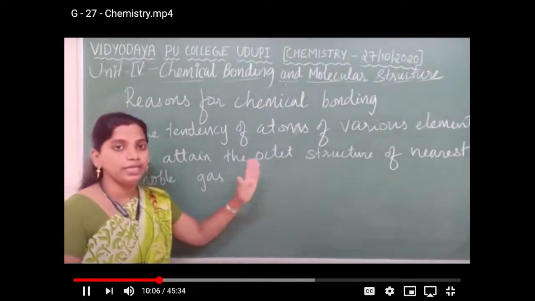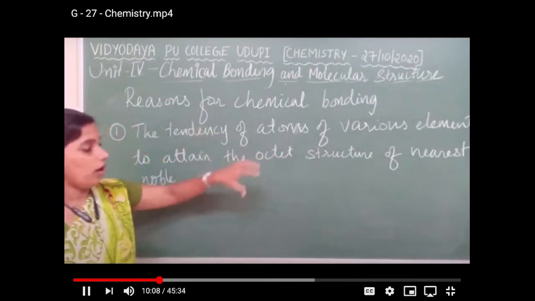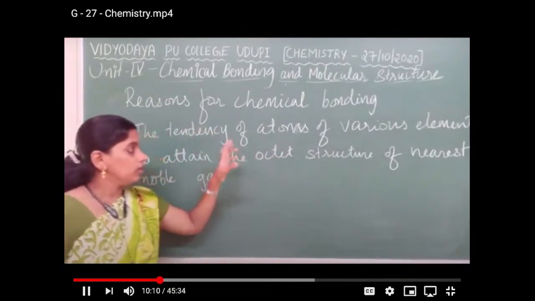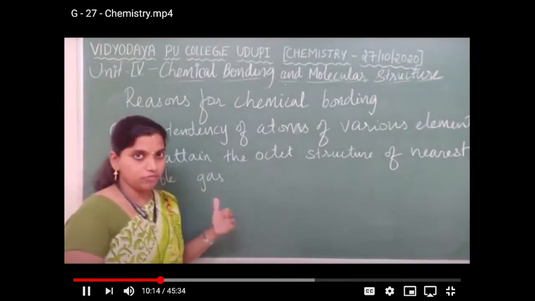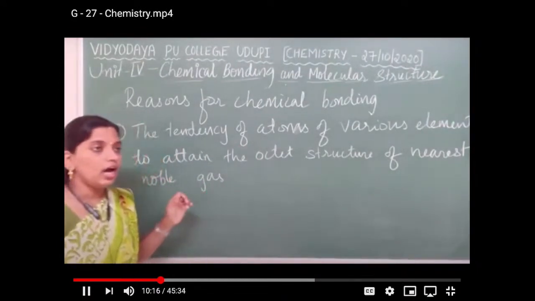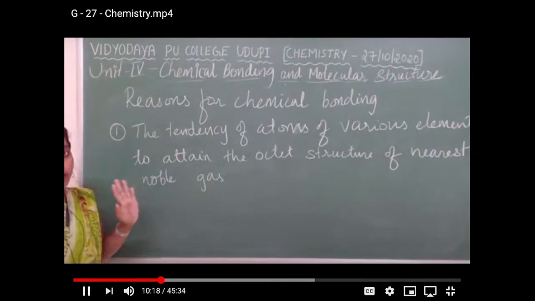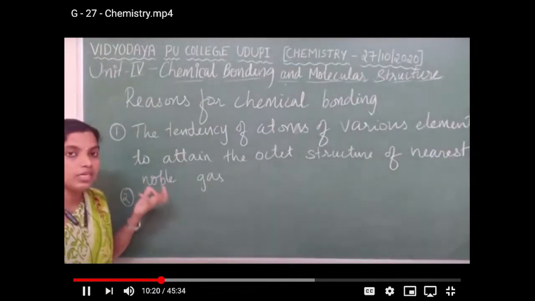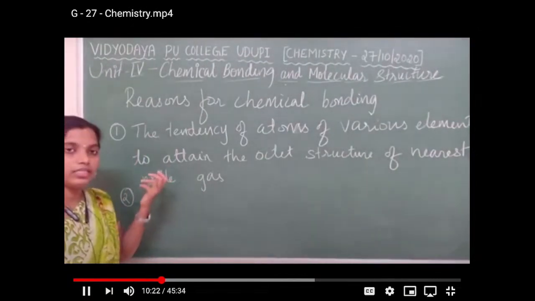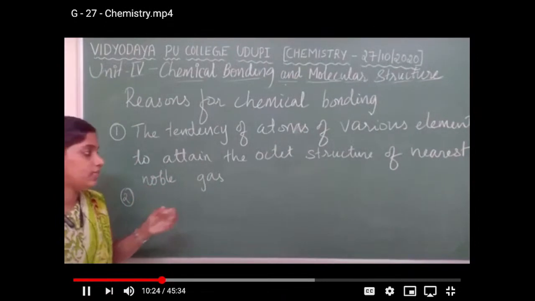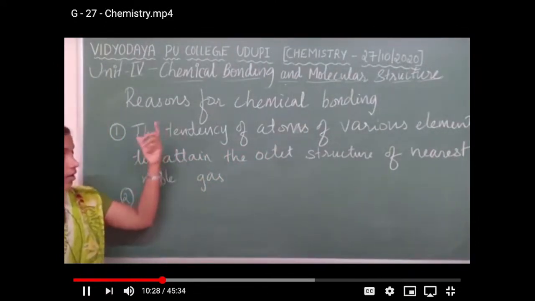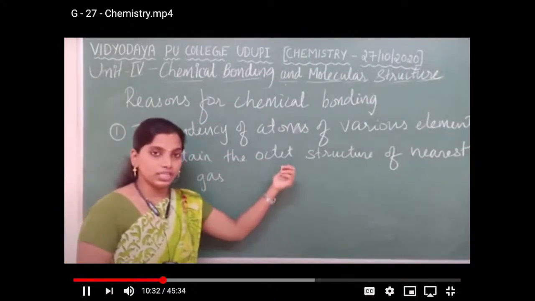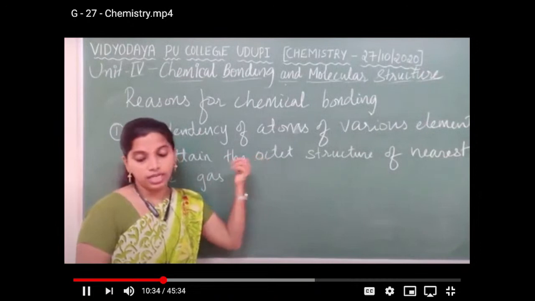Octet structure means, octet means 8. So in the outermost shell, in the noble gas, it is chemically stable, or inert. The molecule after the chemical bonding will attain the octet structure. This is the first reason.